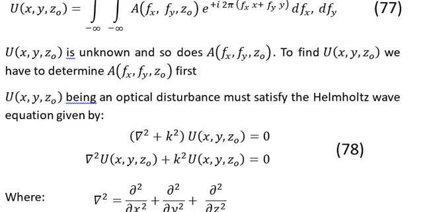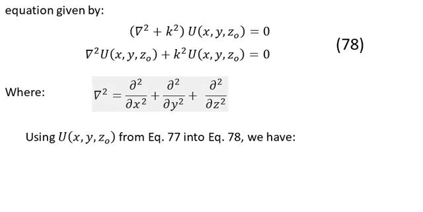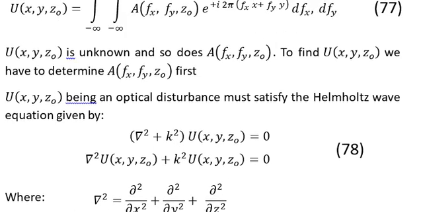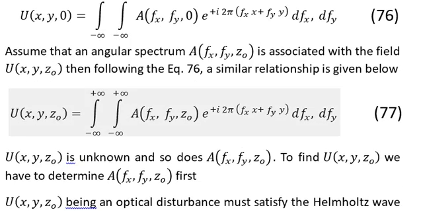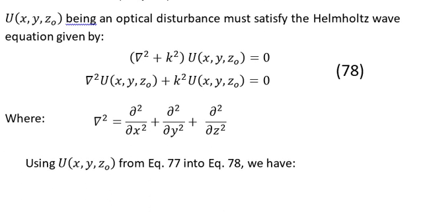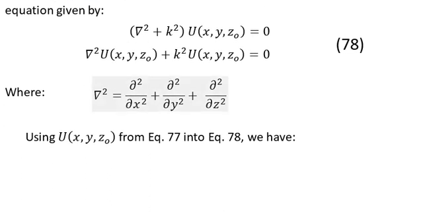U of x comma y comma z naught, being an optical disturbance, must satisfy the Helmholtz wave equation. So let's substitute this in the Helmholtz equation as in equation number 78. Let's expand this in two steps: del square operating on u, and k square operating on u, equal to 0. And you know that del square in the Cartesian coordinate system is curly square over curly x square plus curly square over curly y square plus curly square over curly z square. Using u at x comma y comma z naught from equation 77 into 78, we substitute it in equation number 78.